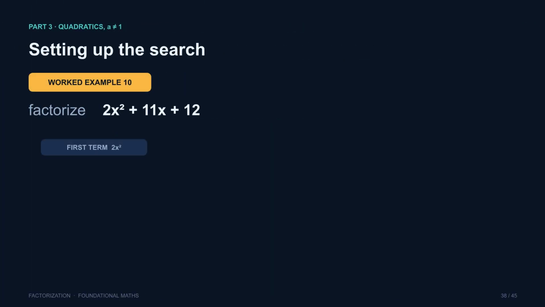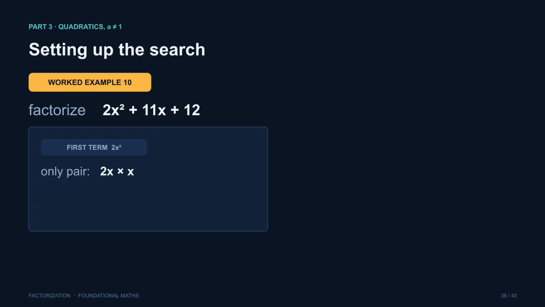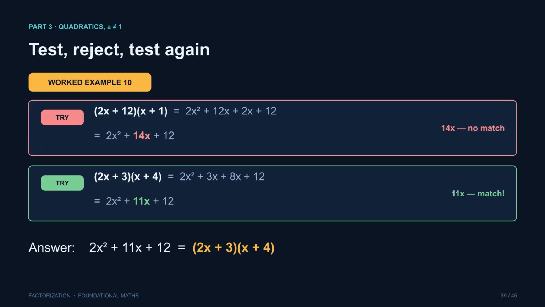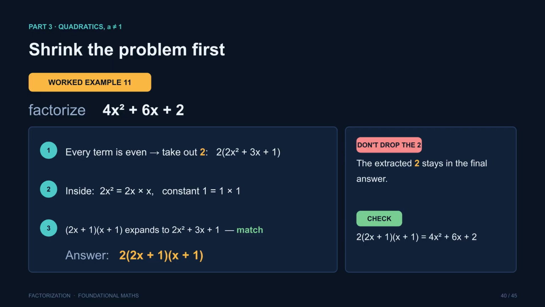small. For 2x squared plus 11x plus 12, the first term only splits as 2x times x. 12 has multiple pairs to check. Our goal is to find the pair that results in a middle term of 11x. We test and reject until we find the match. Trying 2x plus 12 times x plus 1 gives 14x, which is wrong. Trying 2x plus 3 times x plus 4 gives us exactly 11x. Success.